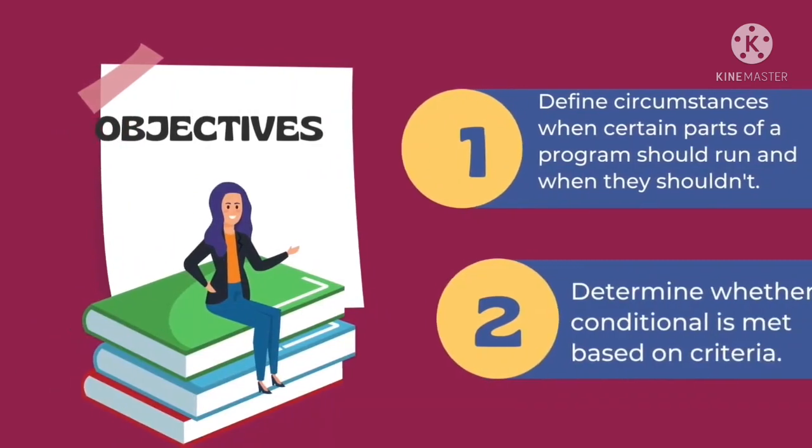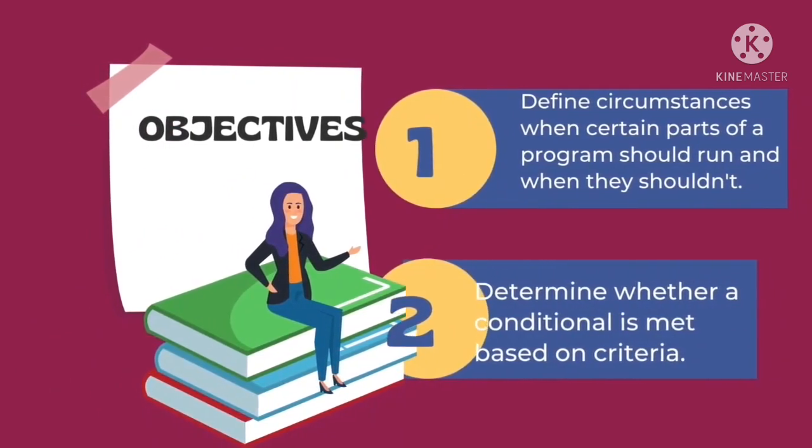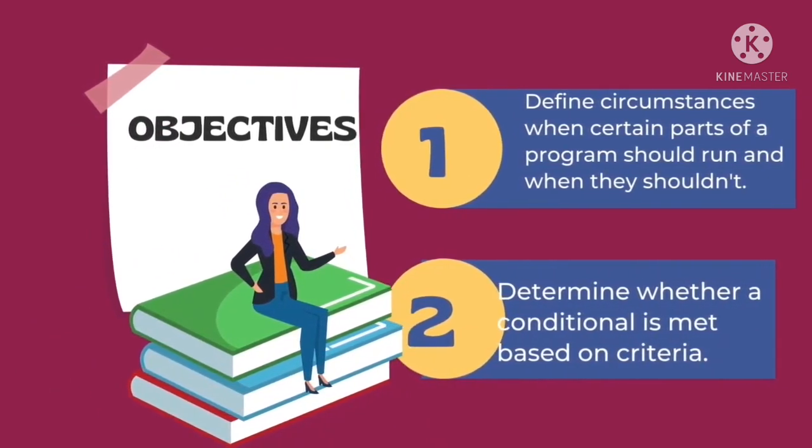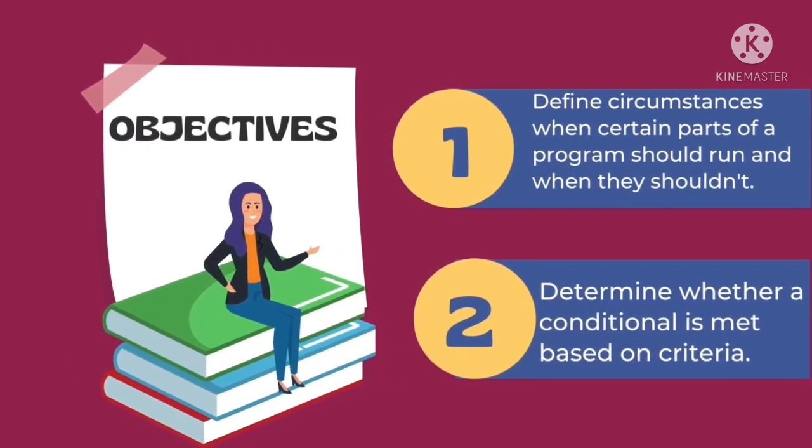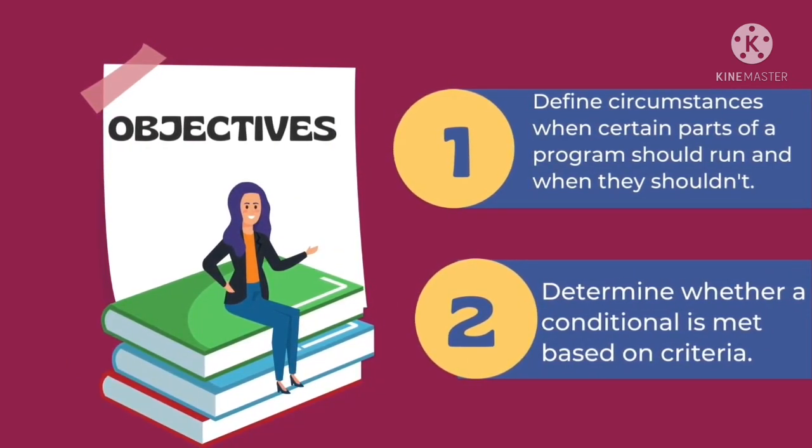So at the end of this class, you should be able to determine circumstances when certain parts of a program should run and when they shouldn't. You should also be able to determine whether a conditional is met based on criteria. I know you're excited to learn new things during the course of this lesson, so listen attentively.